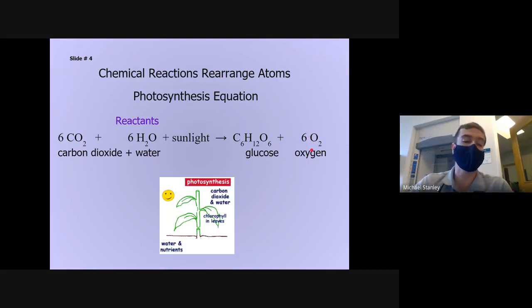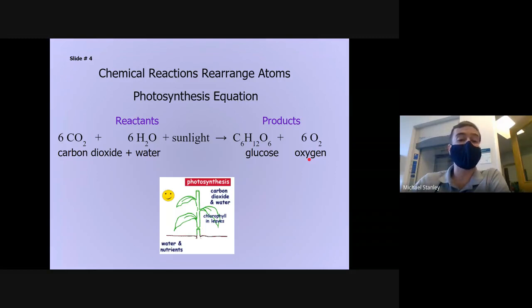So we, as humans, breathe out the carbon dioxide that plants need, and then through photosynthesis, plants make the oxygen that we need to breathe. So our reactants are CO2 and H2O, also known as carbon dioxide and water. And our products are C6H12O6 and O2, also known as the sugar called glucose and oxygen. That's stuff that we breathe in.